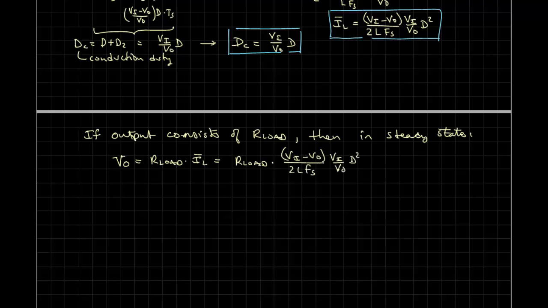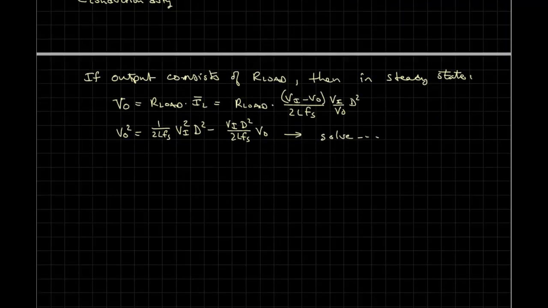And we note that this is a quadratic in VO, right? We'll have VO squared equal to 1 over 2 LFS times VI squared D squared minus VI D squared over 2 LFS times VO, right? And you'd have to use the quadratic formula to solve, right? I won't do that now. That's what you need to do to calculate the output voltage if your load is actually a resistor.